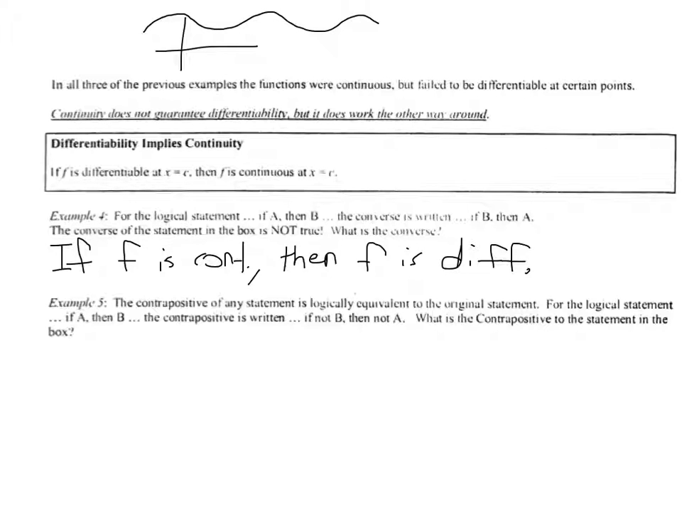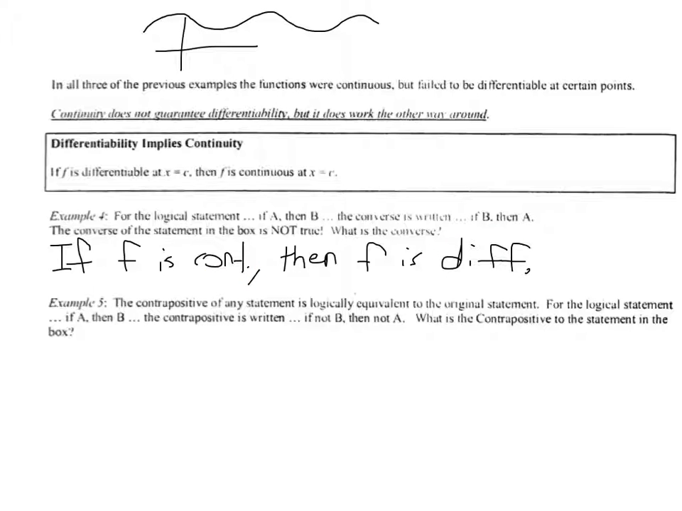So the converse to the statement in our box is that if f is continuous, then f is differentiable. And it's not true. Just make sure you highlight that it is not true. You could simply look at the three previous examples. All of those were continuous, and they were not differentiable at certain spots. That's a very easy way to show that it is not true, and you just want to keep in mind that continuity does not mean differentiability.